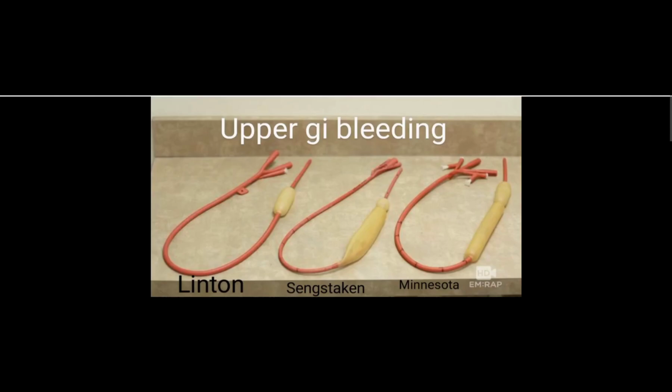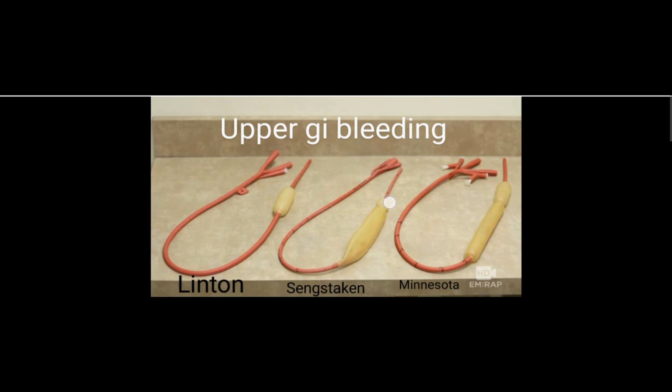Hi everyone. So in this video we will be discussing the third part of the surgery images section. The first image shown is of upper GI bleeding and the tubes used in that. The first one is the Linton tube. The Linton tube has only one balloon, and that is the gastric balloon. The ports present are the gastric suction port and the balloon inflation port.